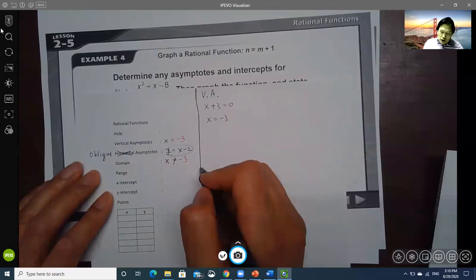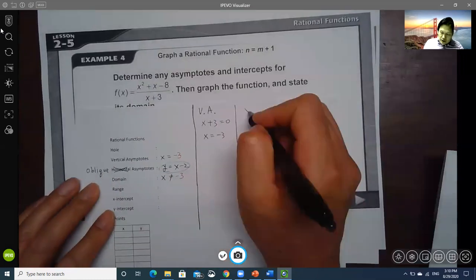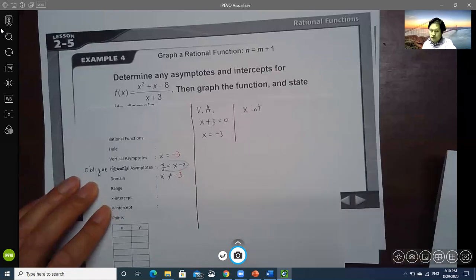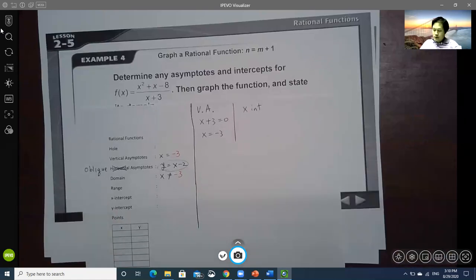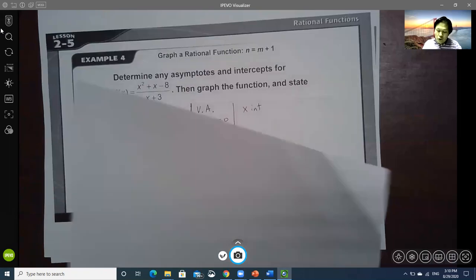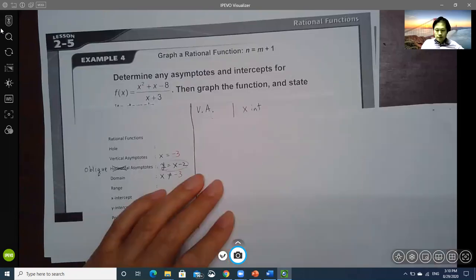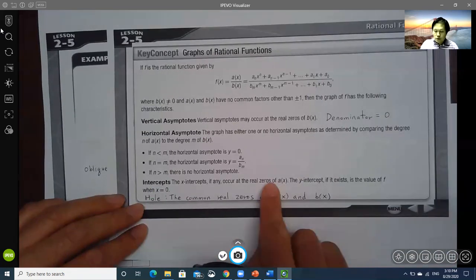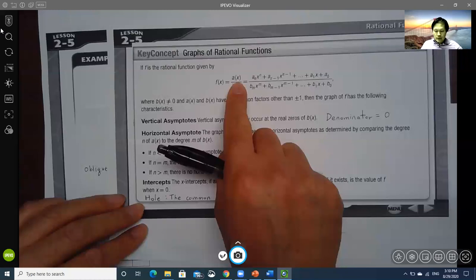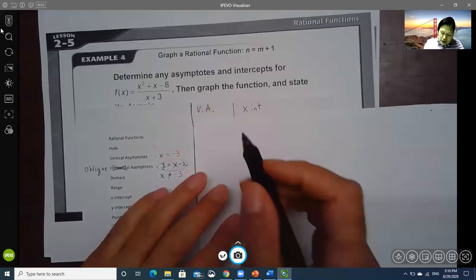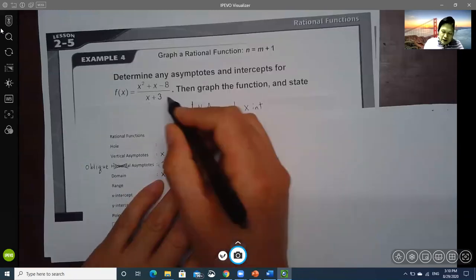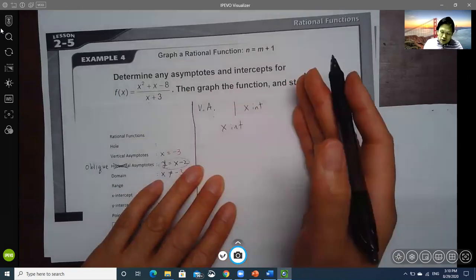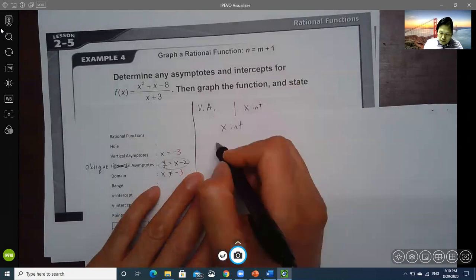They do want the intercept, so why don't you calculate the x-intercept? Do you remember? By now, hopefully you remember the shortcut. How do you find the x-intercept? Let the numerator equal 0. If you do remember the x-intercept shortcut, you just let the numerator equal 0. If you don't remember that shortcut, then you just plug in y equal to 0.